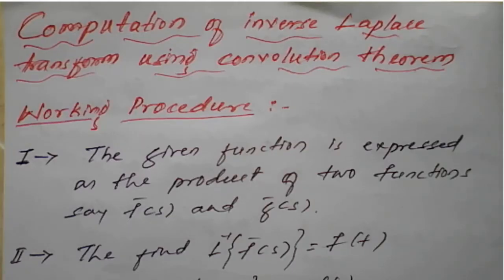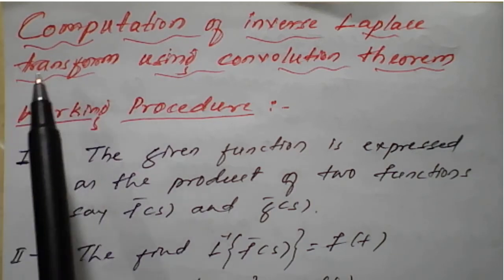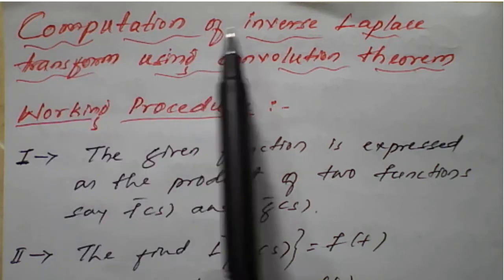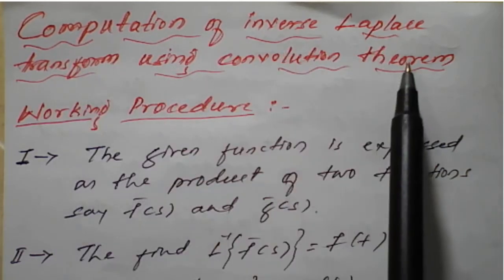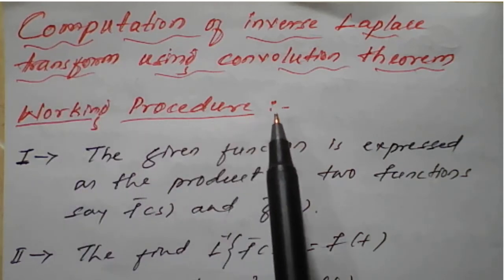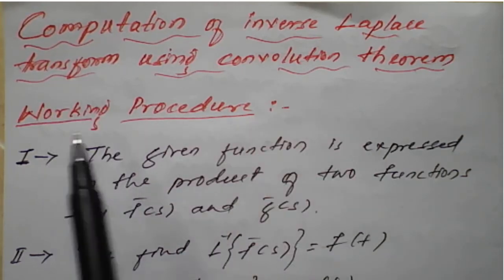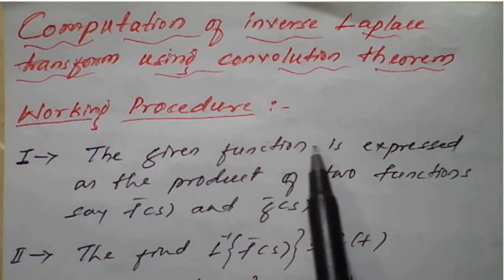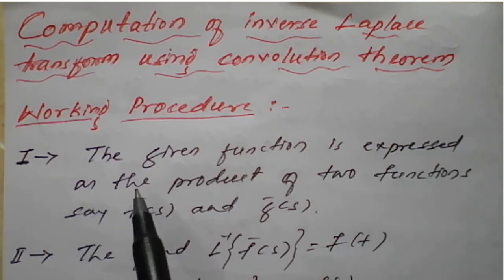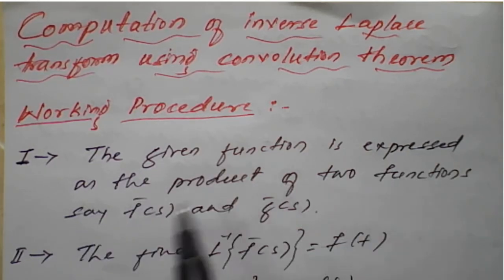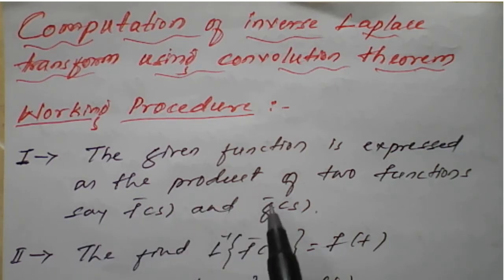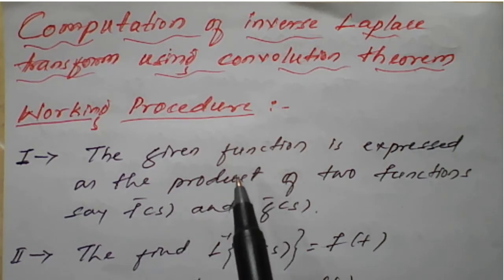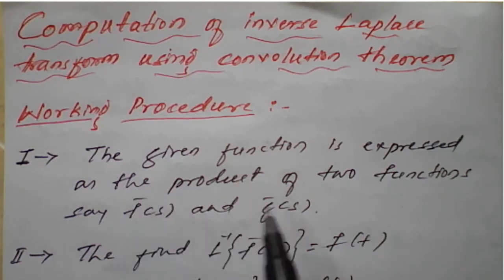Before going to the particular example, we'll see what is the procedure. So here, computation of inverse Laplace transform using convolution theorem means we need to solve a given inverse Laplace transform using convolution theorem. So what is the procedure for that? We'll see. Working procedure, step number 1: the given function is expressed as the product of two functions, saying f dash of s as one of the functions and g dash of s. Means we'll get one question, and from that we need to collect f dash of s and g dash of s.